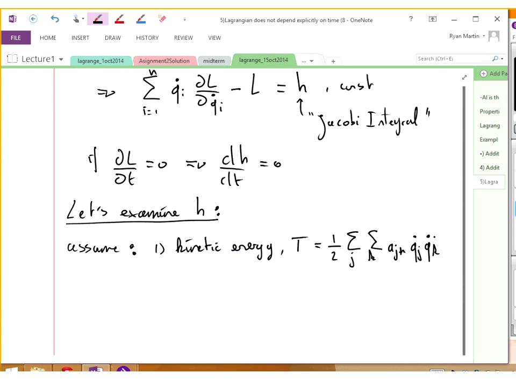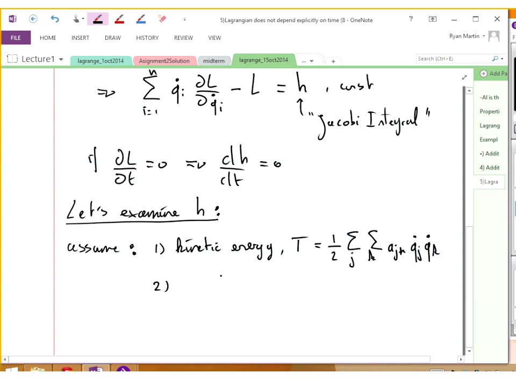So in Cartesian, it's obvious, right? In fact, A_jk only has terms when j equals k, because the kinetic energy is x dot squared plus y dot squared plus z dot squared. And so there are no more complicated terms in it.